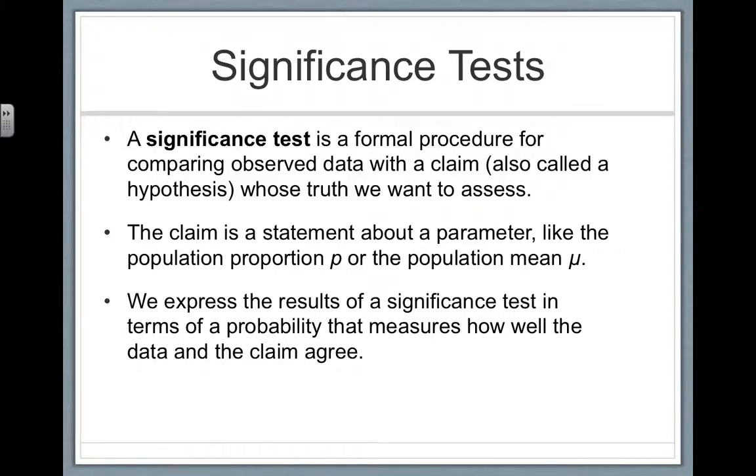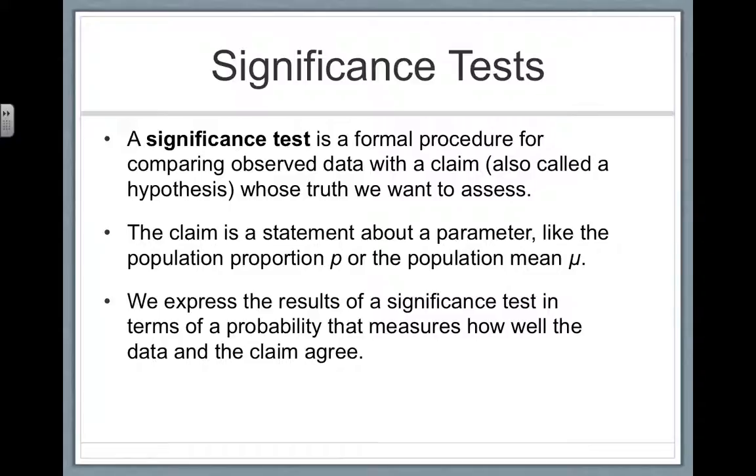So just a quick intro here. A significance test is a formal procedure for comparing observed data with a claim, also called a hypothesis, whose truth we want to assess. The claim is a statement about a parameter like the population proportion P or the population mean mu. We'll be focusing first on the proportion as we've been doing so far. We'll talk about the mean in our next unit.